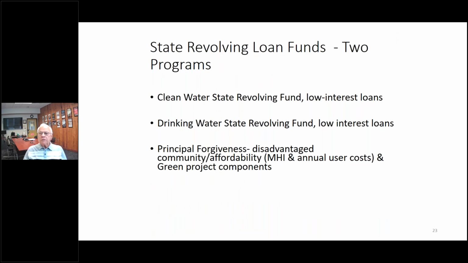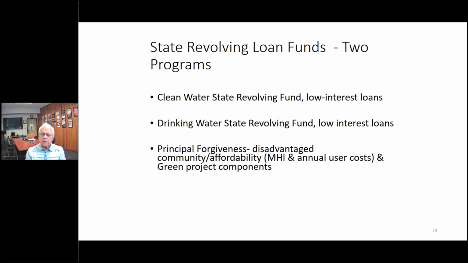The state revolving loan funds, 2 programs are available. This is the other source of money other than rural development, state revolving loan funds. There's a clean water state revolving fund, which has low interest loans, and a drinking water state revolving fund with low interest loans. And now there's principal forgiveness also. And principal forgiveness is equal to a grant.